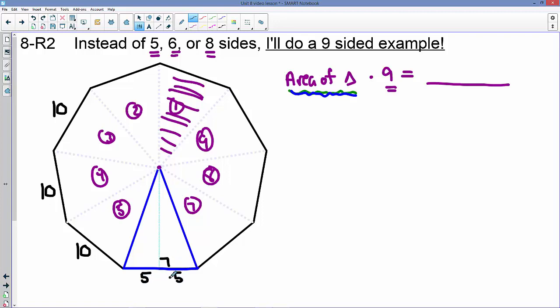I'm going to be really careful with that because when we go to use this formula up here, we don't want to use 5. We want to make sure we use 10. But temporarily we're breaking into pieces of 5, okay? The other thing to note is that this central angle and this central angle and this central angle and this central angle and that central angle, which I'm not going to write on, and this central angle and this central angle and this central angle equals 360 degrees.